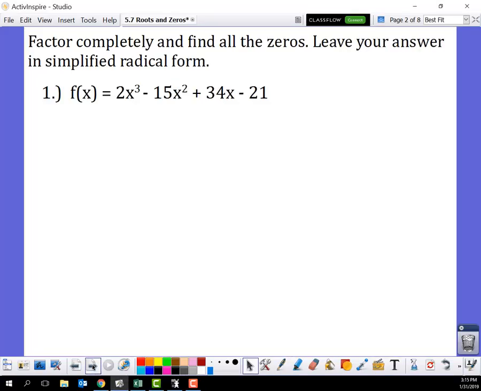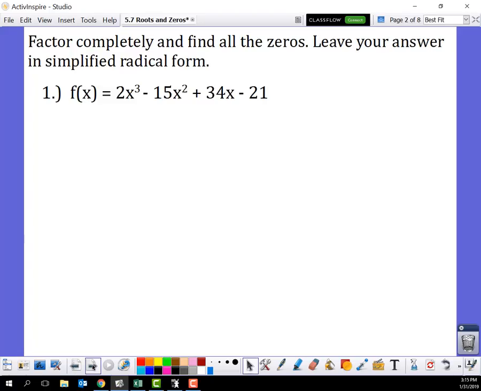So basically 5.7, if you've paid attention in class, we just finished section 5.6. In 5.6 we factored polynomial functions completely, and then we found all the zeros to those functions. Well, today those directions are going to be very similar. The only thing that's different is you will not be given a factor. You have to find one on your own.